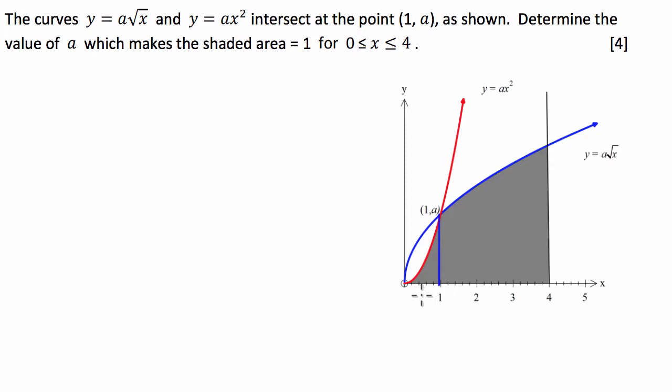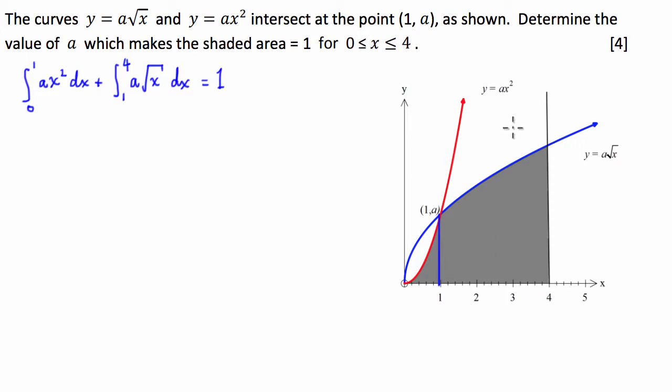So we're going to be integrating from 0 to 1. Let's start with writing that. So we're going to have the integral from 0 to 1, and the first curve we're going to be integrating is this ax squared. So this is the integral from 0 to 1 of ax squared dx. Now to that, we're going to add the integral from 1 to 4 of a times the square root of x. Cool, and after we've done that, we have to equate this to being equal to 1.